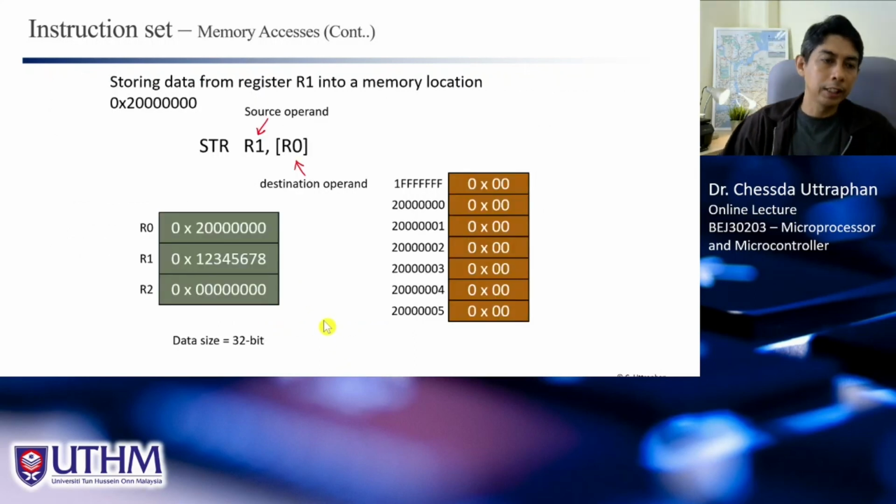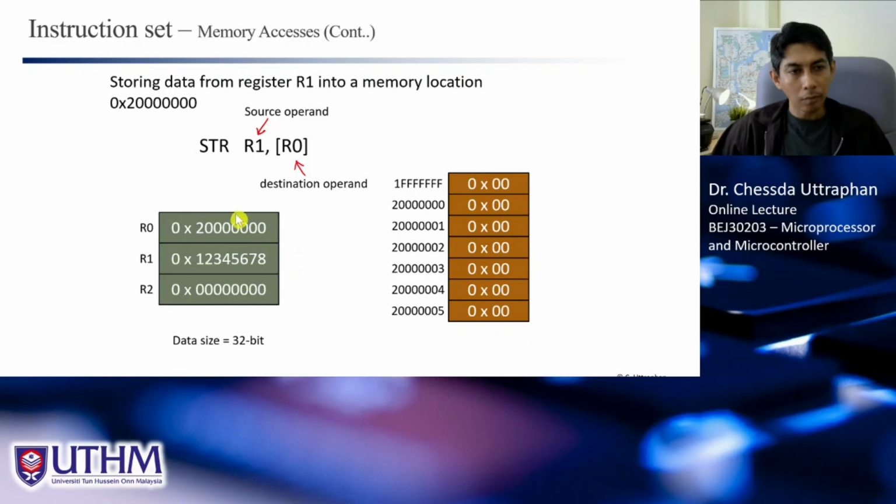Okay, now look at the first example, the store instruction. For example, we want to store the data in R1 into the memory pointed to by the address in R0. So in R0, we have this, which is the address in the memory. And this is the data in R1: 1, 2, 3, 4, 5, 6, 7, 8. We want to store this in the memory, so we want to store here.